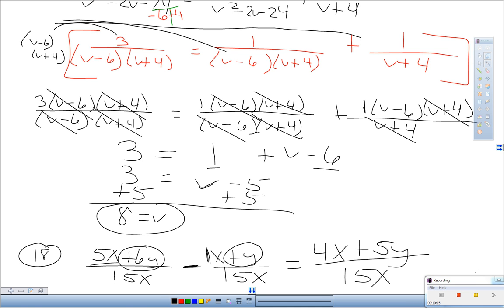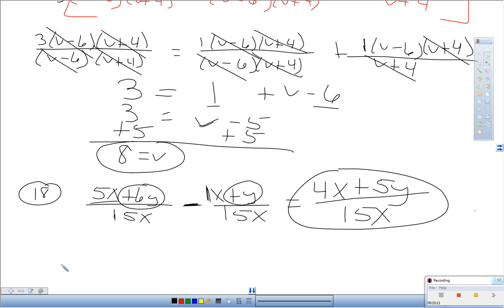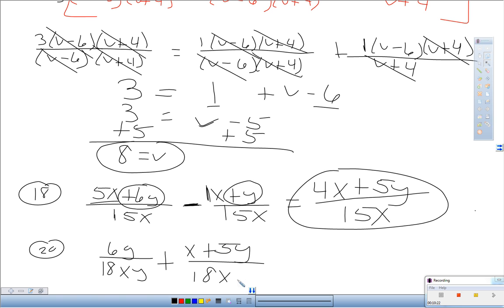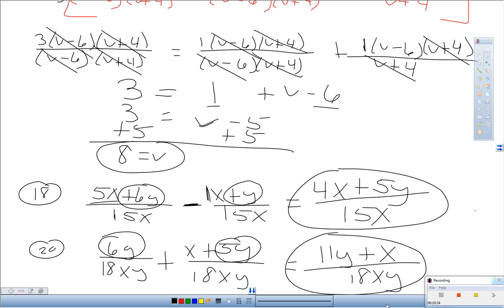Okay. All right, so there's your answer for number 18. Now, for number 20, you have (6y)/(18xy) + (x + 5y)/(18xy). Again, they have the same denominator, so you can add them together. What's 6y plus 5y? 11y. So (11y + x)/(18xy). And so that's number 20.